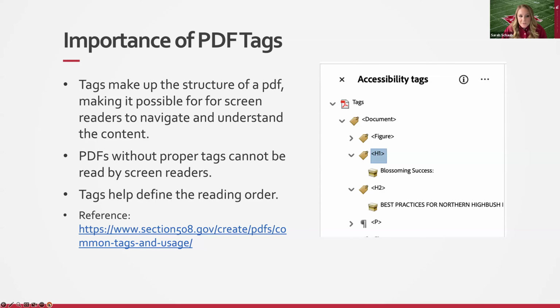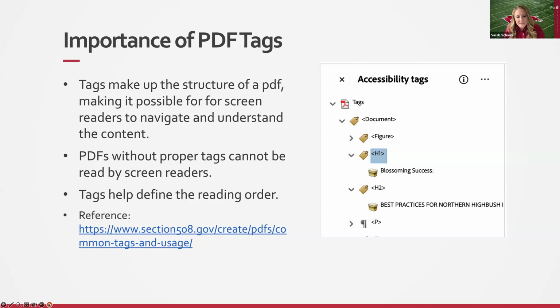Tags make up the structure of the PDF, making it possible for screen readers to navigate and understand the content. PDFs without proper tags cannot be read by screen readers. So you can see that's probably a big deal. If somebody can't read it with a screen reader, they're not going to be able to understand the content within your document. Tags help to define the reading order of your document. So if your tags aren't properly set up within your PDF, then it's possible somebody using a screen reader will not read your document in the order you intend.